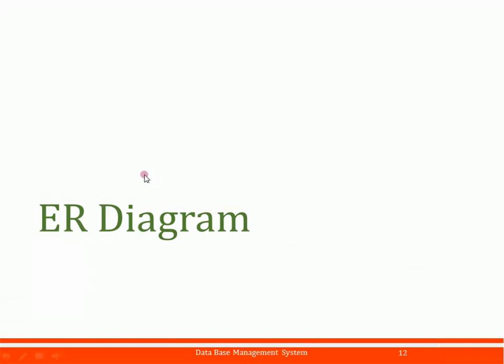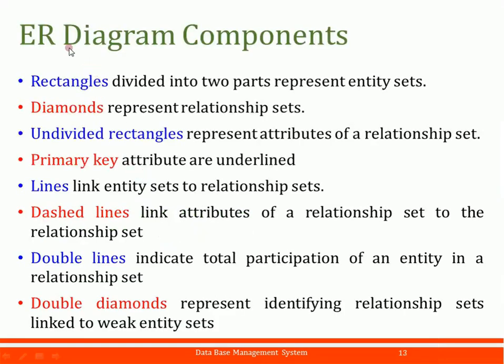Let us discuss an ER diagram as an example and the concepts around this design. We have several important components for an ER diagram. The rectangles which are divided into two parts represent the entity sets. Diamonds represent the relationship sets. Undivided rectangles represent the attributes of a relationship set. Primary key attributes have to be underlined, and the lines link the entity sets to the relationship sets. You have dashed lines that link the attributes of a relationship set to the relationship set.